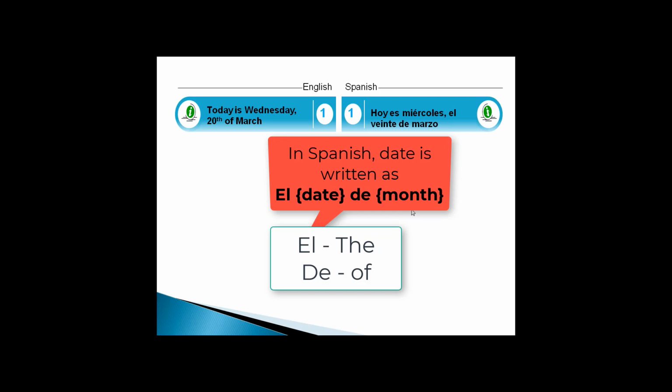Alright? You know the numbers. You know how to say today. You know the is form when you are talking about time. So it will be third form of ser. And we know the months. So the form of saying is the date of month. El, whatever the date is, the number is, day, and the month.